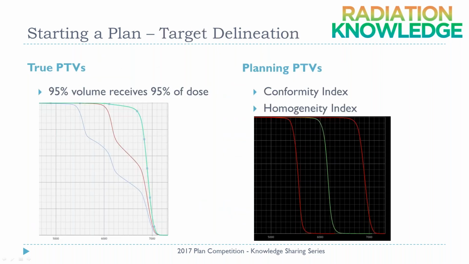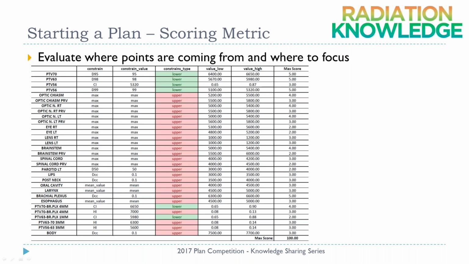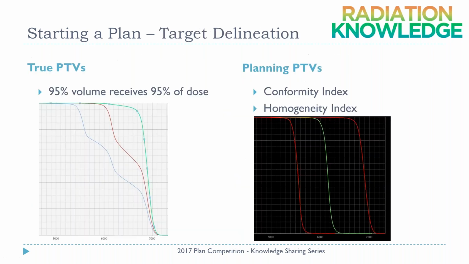And so there's a few different things for the PTVs. You have the true PTVs and the planning PTVs. And so a true PTV would be like the PTV 70. So everything that is supposed to get 70 gray, but in this case, we're scoring it at 95% of the volume receiving 95% of the dose. And so each of those PTVs are worth a decent amount of points. You can see them up at the top there.